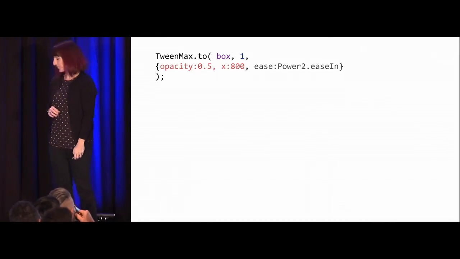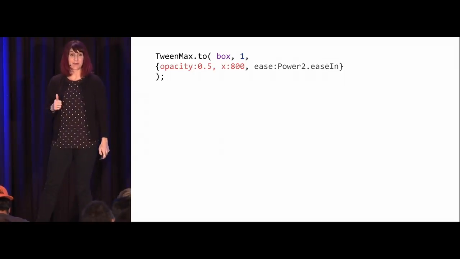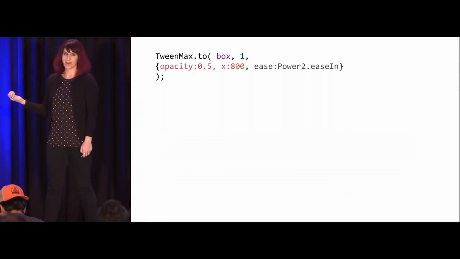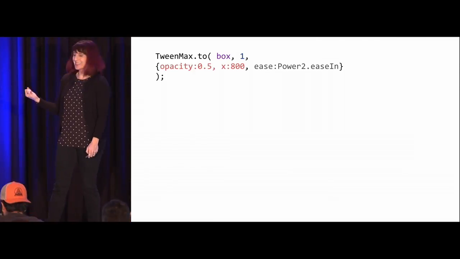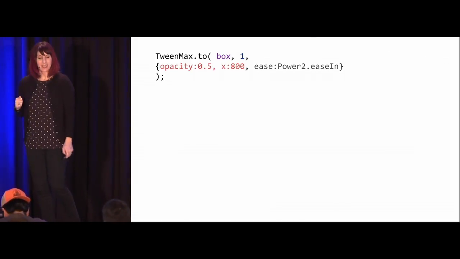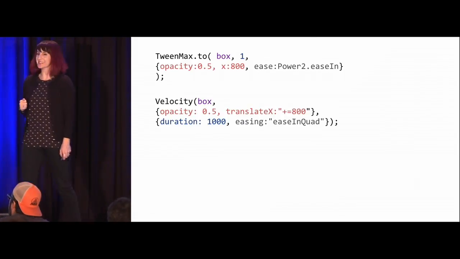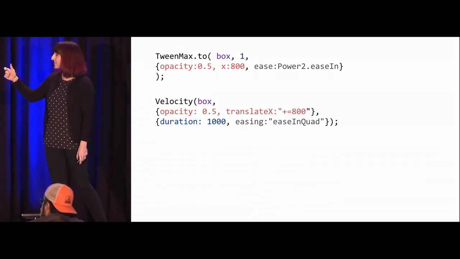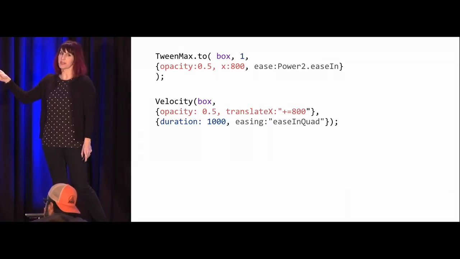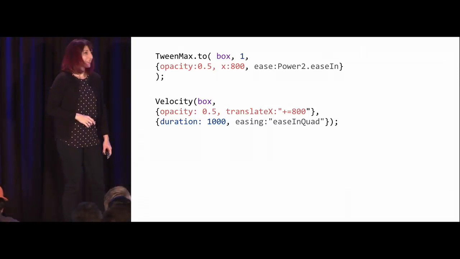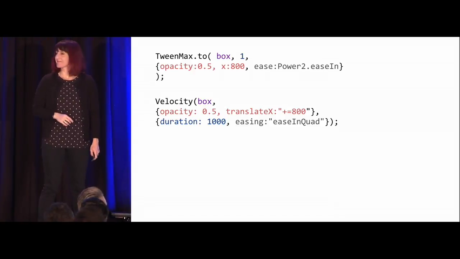And that's pretty cool. So if we wanted to do that same amazing animation, I'm sure you're all like, wow, I've never seen such beautiful animation code. Fade a box out and move it over. Yeah. Anyways, if we wanted to do that same awesome animation with Velocity, it would look like this. We'd say, hey, Velocity, take this box, change its opacity to half of what it was, move it 800 pixels over, take 1 second, because 1,000 milliseconds is the same as 1 second, and ease in quad that stuff. Kind of looks pretty similar, right?